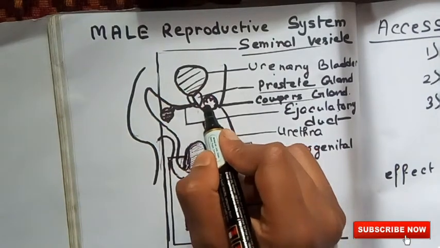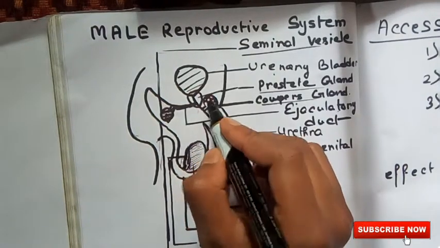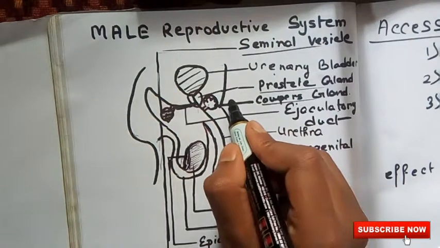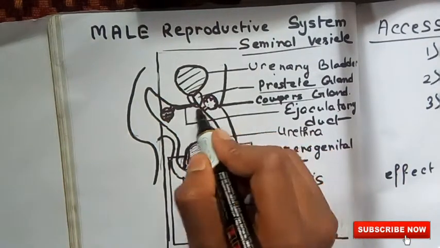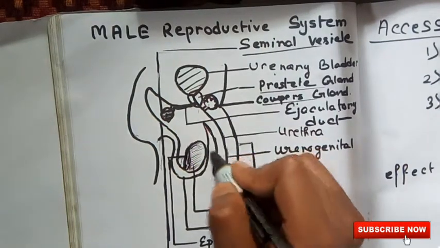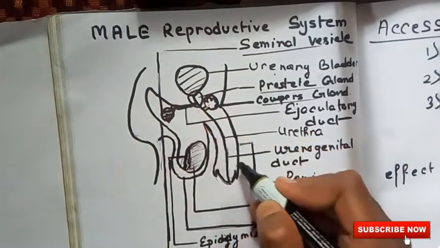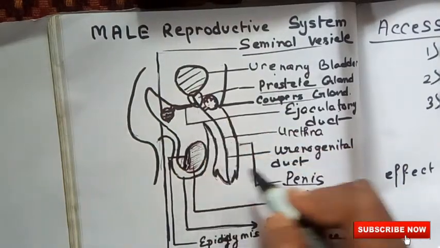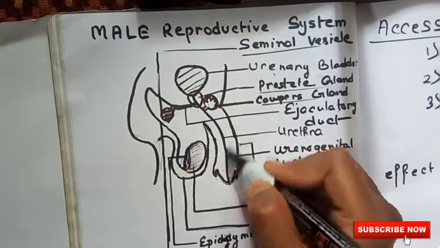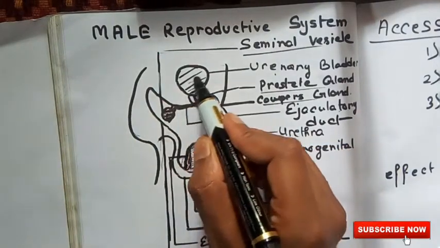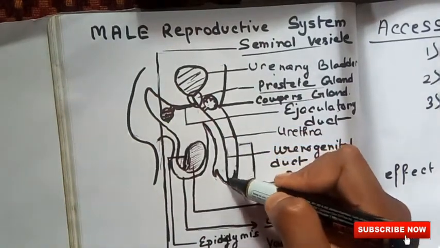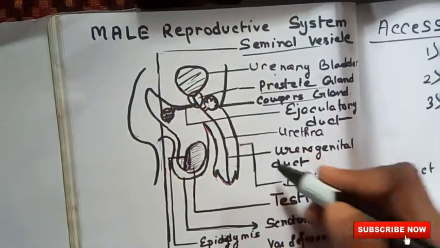Then the Cowper's glands also secrete a liquid which acts as a lubricant. And the second function is to counteract the bad effect of the urine on the sperm. Then it goes to the urethra. This is the urethra, and it's also called the urinogenital duct, because in this urethra the urine from the urinary bladder and the sperm from the testes pass through one duct, which is called the urethra.